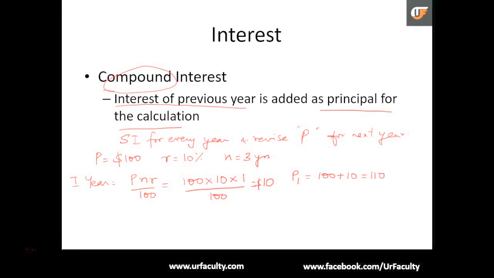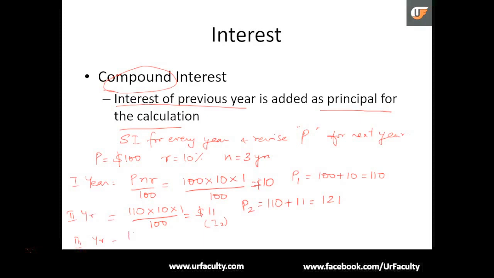So what happens now? The new calculation that you are supposed to do is 110 into 10 into 1 by 100, and you get the answer as 11. And now what is your new principal? Your new principal is P1, which is 110, plus, we will call it I2, the interest that you got from the second year, and your new value is 121. Similarly, now if you have to do it for the third year, this is for the second year.